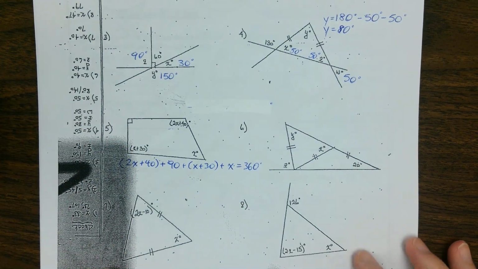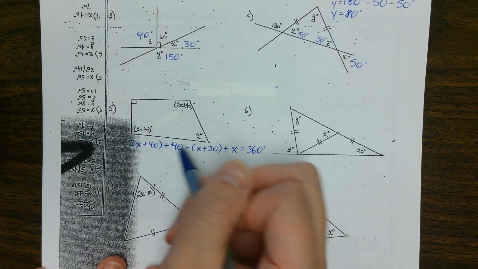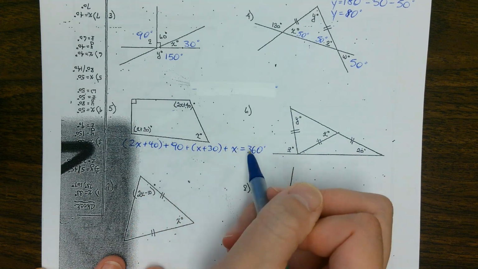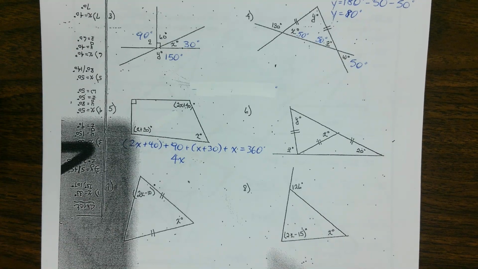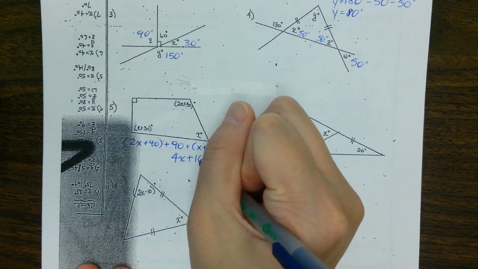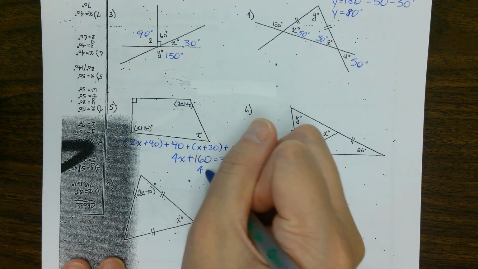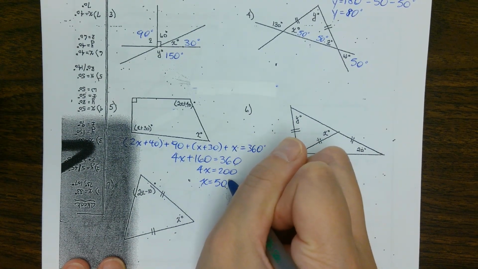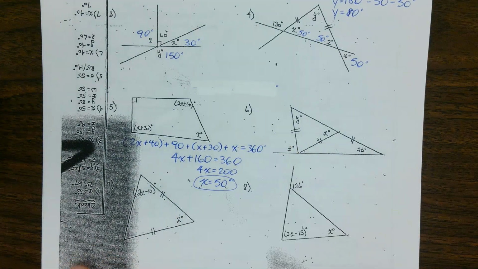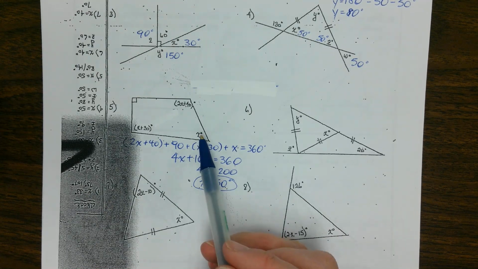Somebody's very happy. All right. So when you add this up, 2x plus x, you get 4x. 40 plus 90 plus 30, 160 equals 360. So when you subtract it, 4x equals 200, x equals 50 degrees. Good. Okay. So x.